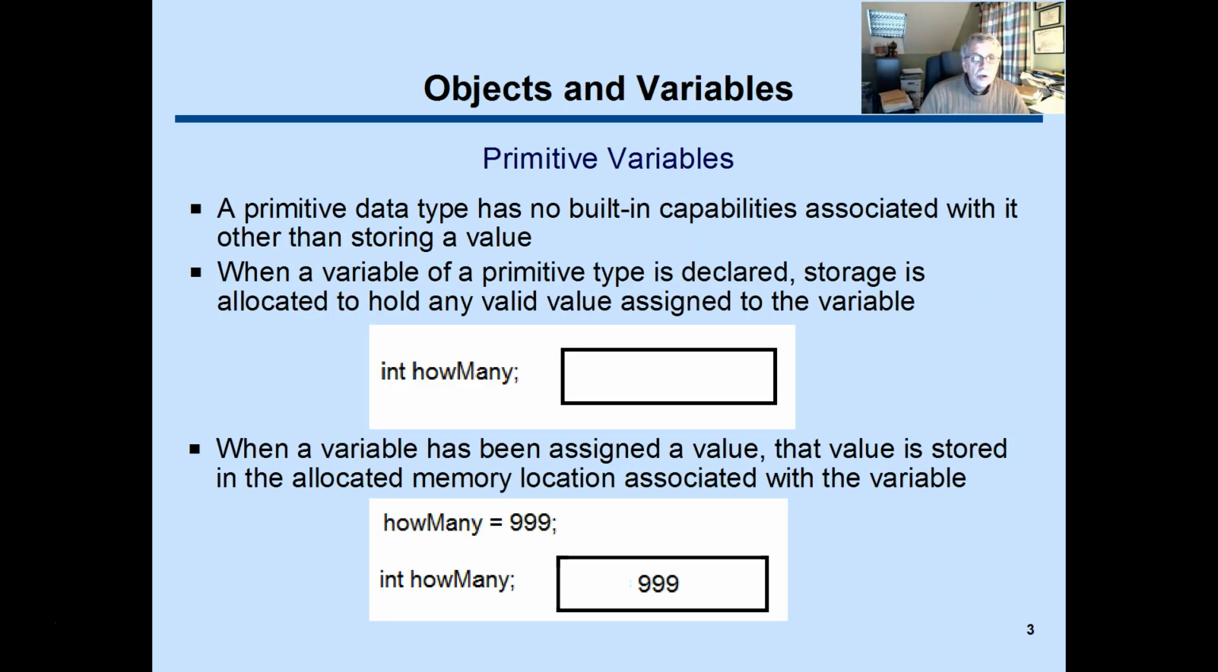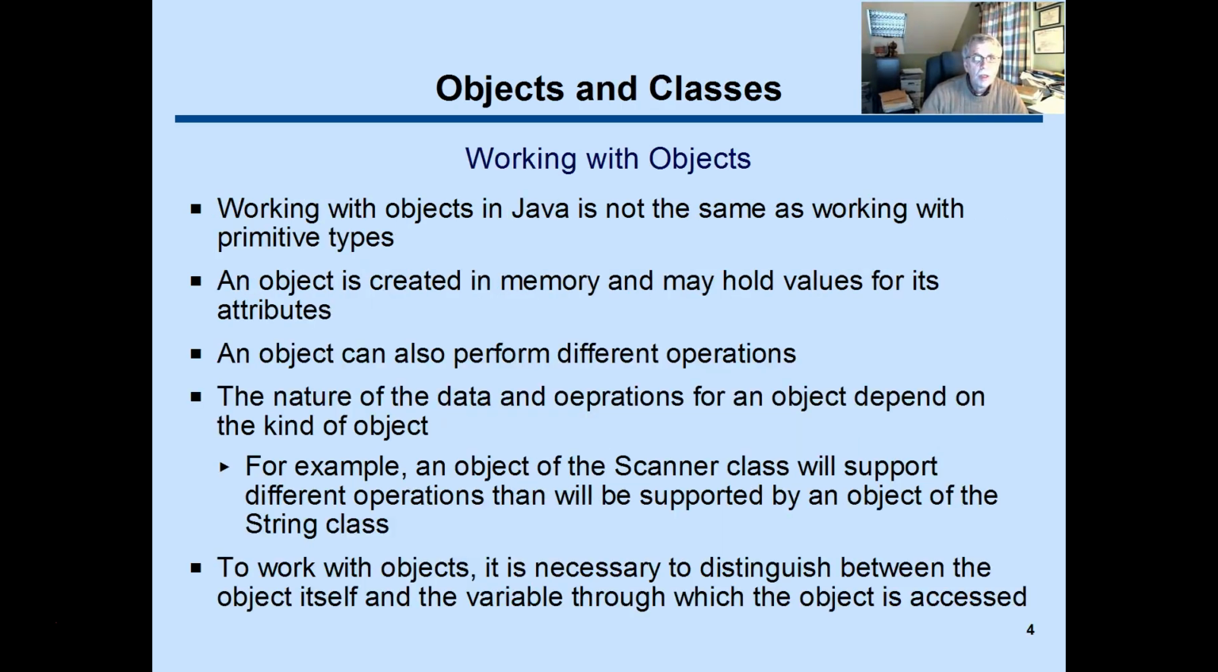So if we continue and look at this, how many, the name of this variable, is assigned 999. That will cause a value of 999 to be placed within that memory area. So we're directly operating on the memory area that's associated with that particular identifier. Pretty straightforward. That's the way it works in other programming languages as well.